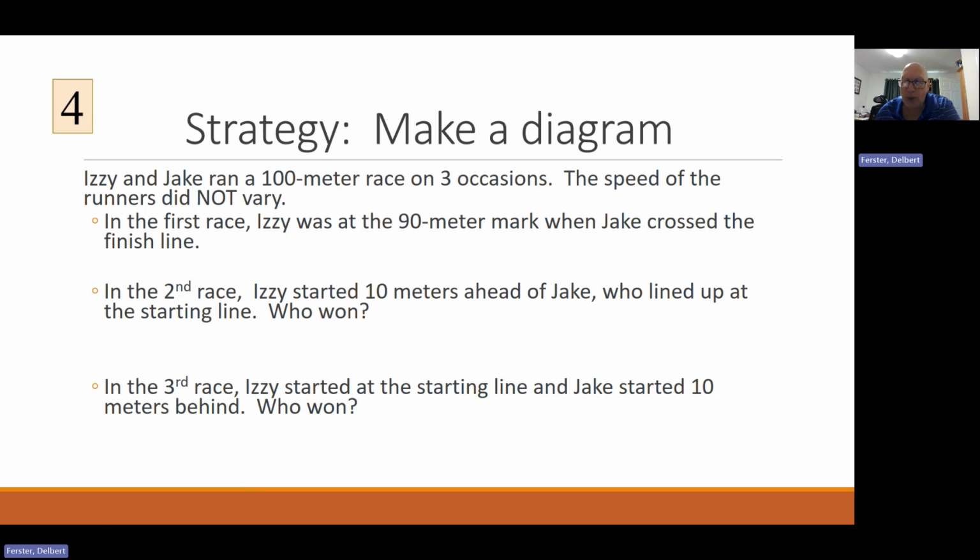It's important to note that for this problem and for all parts of this problem, the speed of the runners doesn't vary. So no one gets faster as the races go on and no one gets tired and slows down. On the first race, Izzy was at the 90-meter mark when Jake crossed the finish line. So yeah, on the first race, Izzy didn't quite get there. Jake went ahead and zoomed on by, and you guessed it, on race number 1, Jake would have been the winner.